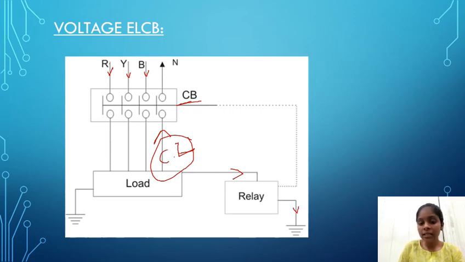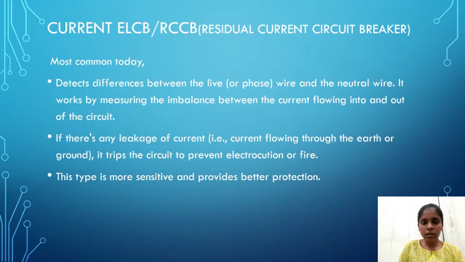This is also connected to the circuit breaker. So the relay sends a signal to the circuit breaker saying there is some current leaked at the load. The purpose of the circuit breaker is to trip off the circuit when there is a current leakage.